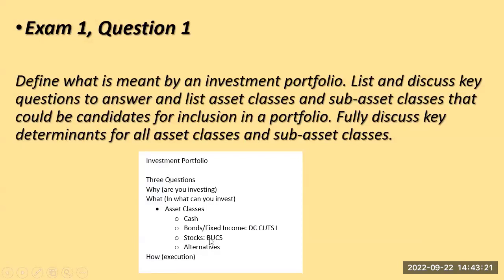DC cuts I and bucks. Can anyone do bucks off the top of your head? Don't look at your notes, but what is the B? B is beta, US for non-US, capitalization, style. Don't say structure. Structure is the S under bonds. Sometimes I get a word that starts with S that's neither structure nor style. Especially when it was closed book, they'd say, I know it starts with an S. I think it was submarine or something, they just make up some word that starts with S.